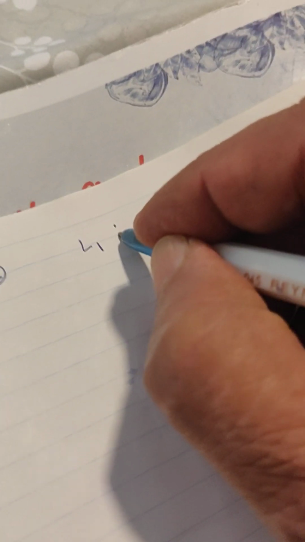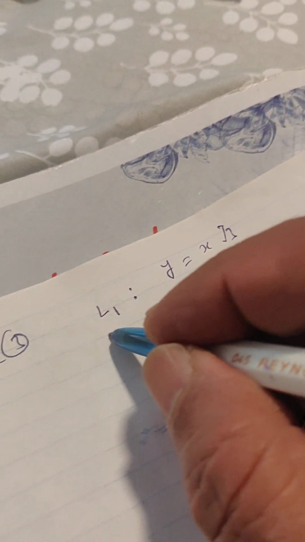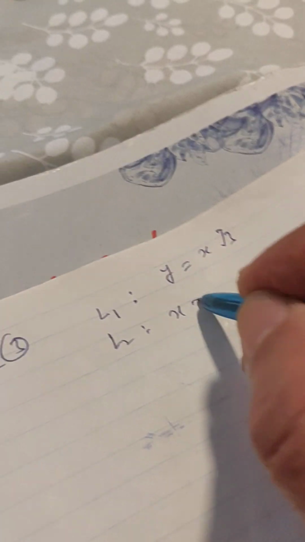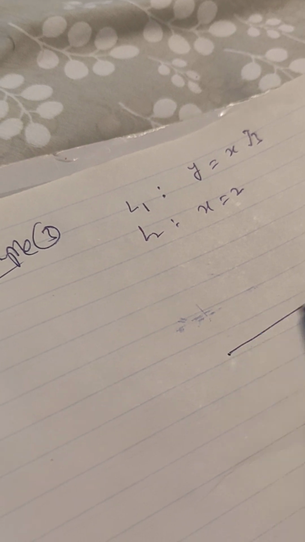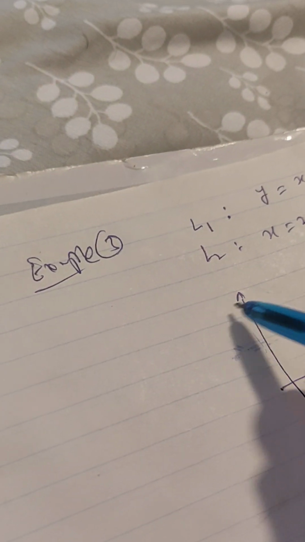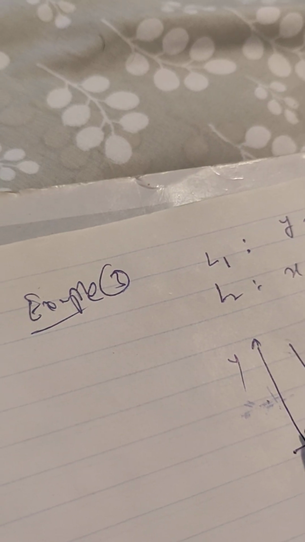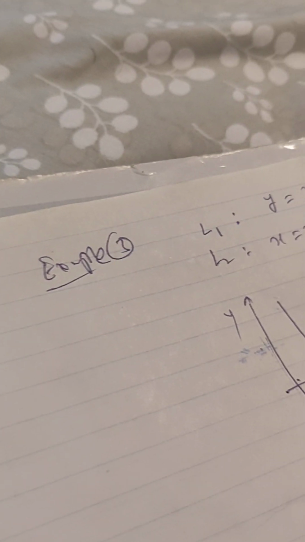Example number 3. We have L1 such that y equal to x into root 3. This is your line 1, and L2 is x equal to 2. Now if you see closely, x equal to 2, that means a line something like this which is parallel to the y-axis.